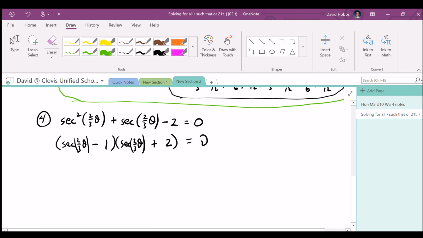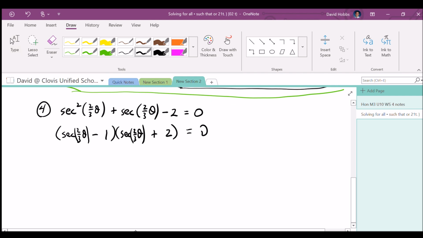Okay, so something times something equals 0. Set each one equal to 0. Secant of 2/3 theta minus 1 equals 0. So equals 1. I added 1 to the other side. Secant 2/3 theta, and I would subtract 2, so minus 2. Probably a little bit helpful to look at it as a fraction, so negative 2 over 1. 1 over 1 is the same thing.